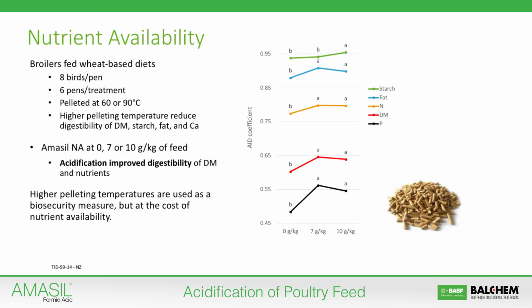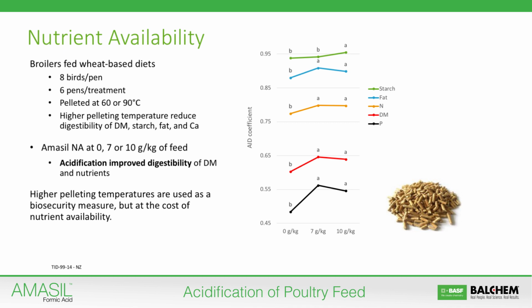Getting into the nutrient availability, what you're looking at here is data from a presentation that was made at the Australian Poultry Science Symposium in January, February of 2018. This is a study that we did where we looked at feed acidification and pelleting temperatures and how that affected animal performance. Overall, performance was better with feed acidification. Pelleting temperature improved gain, but came at the expense of feed efficiency.